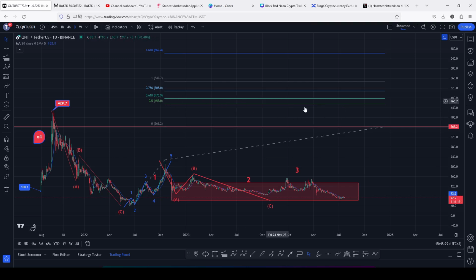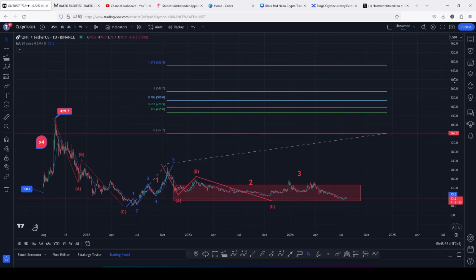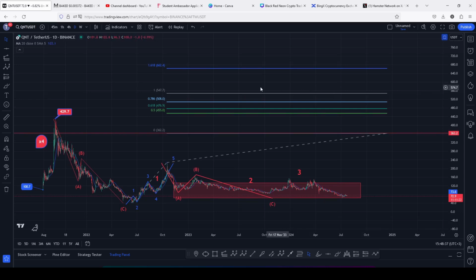$476.9. And if we manage to break above that and continue seeing even higher prices, then we can have the fib level 1.618 as our next target area, which perfectly lies above the $662.4. And in case we get a massive bounce to those areas in the next coming months, that will be suggesting that we can easily see a 10x here on the QNT chart based on the current prices that we have at the moment.